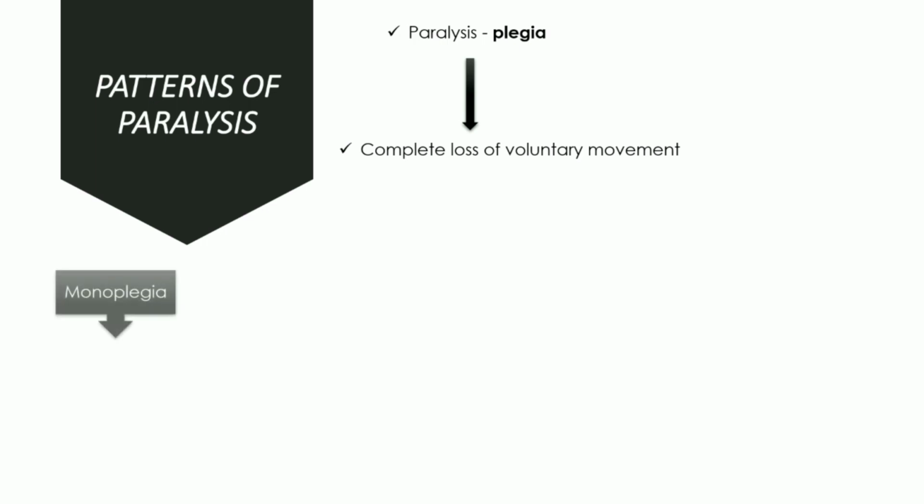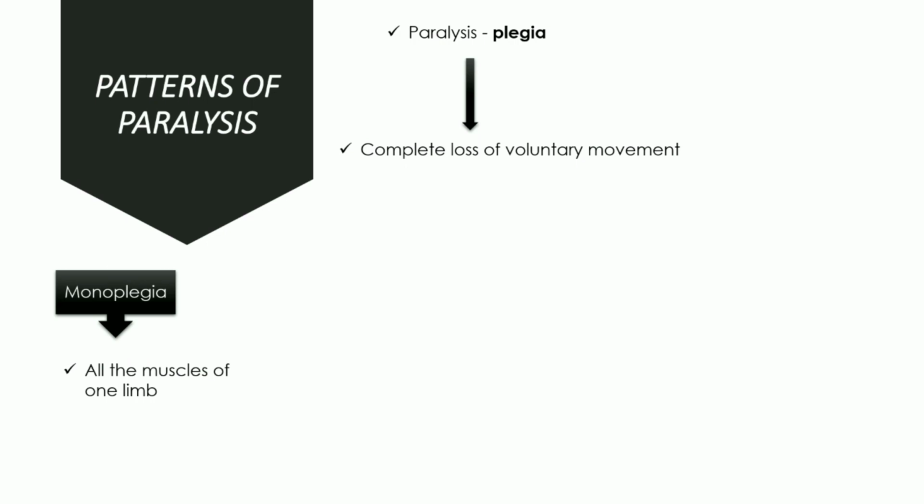Now finally we come to the patterns of paralysis associated with this. Paralysis is also called plegia, which is the complete loss of voluntary movement. The paralysis patterns can be divided into 4 types: monoplegia, hemiplegia, quadriplegia, and paraplegia. There are 4 types of paralysis. We will see each. First is monoplegia. Only one limb is affected. So when all of the muscles of one limb are affected, it is called monoplegia.